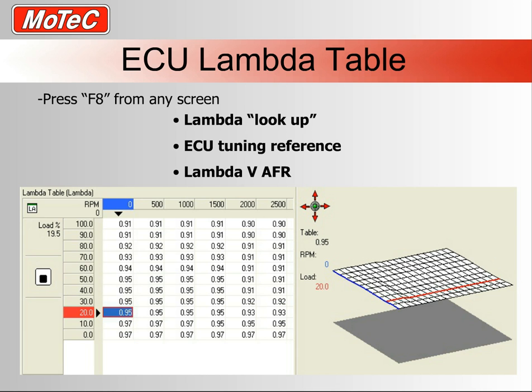In this case here we've only got to 2,500, the rest's hidden behind the graph. So we can see at 2,500 revs at 100% throttle we want the engine to be running 0.90. As the throttle comes off we can get it a little bit leaner, and as you can see at 10 and 20% throttle here we're around 0.93, 0.95. Alright, so you must have this Lambda table preloaded with all the correct figures, otherwise there's no point in trying to use the feature I'm going to show you next.